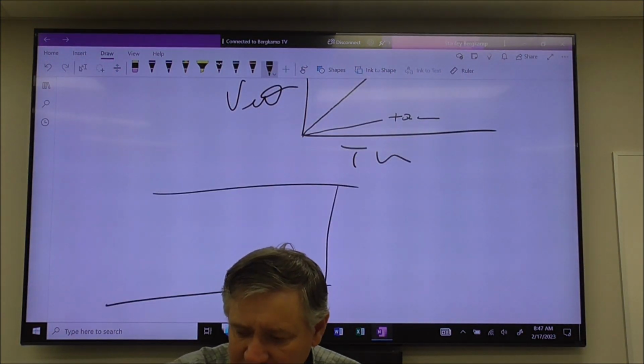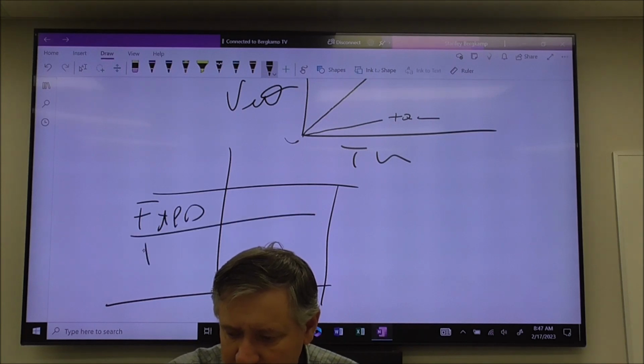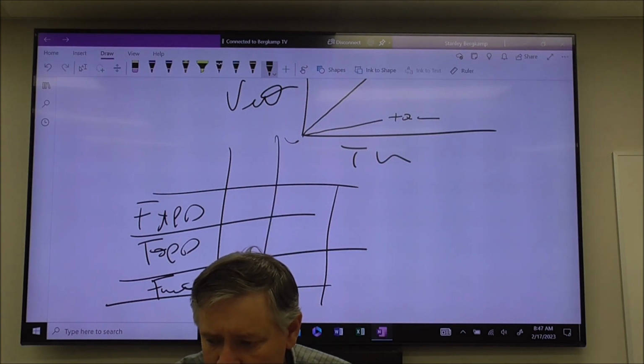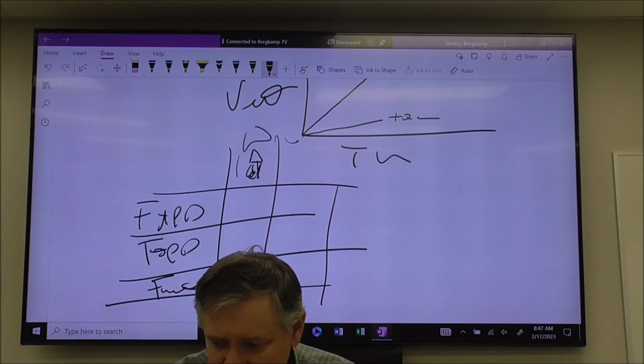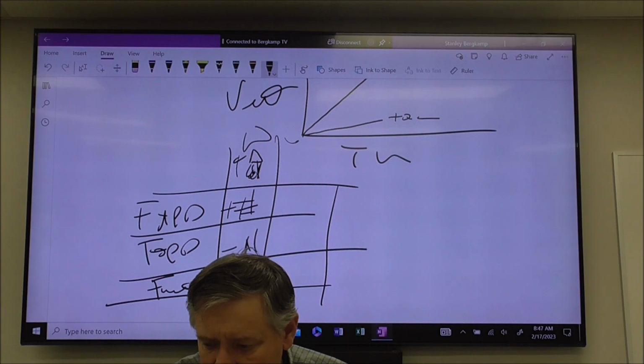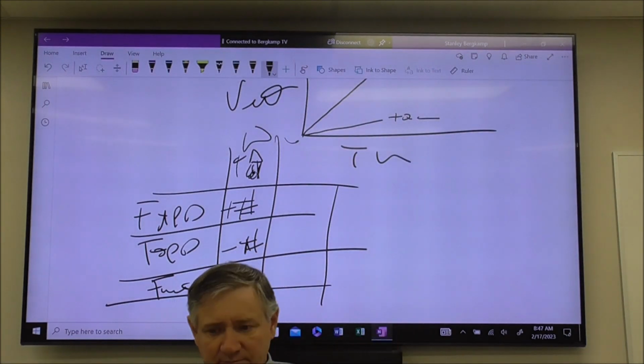And you can look at this a couple of different ways. Force applied, force opposing, force net, right? So when I'm firing the rocket engines, I have a big positive force applied, some negative opposing force, and a positive force net, which is making this thing accelerate upward.